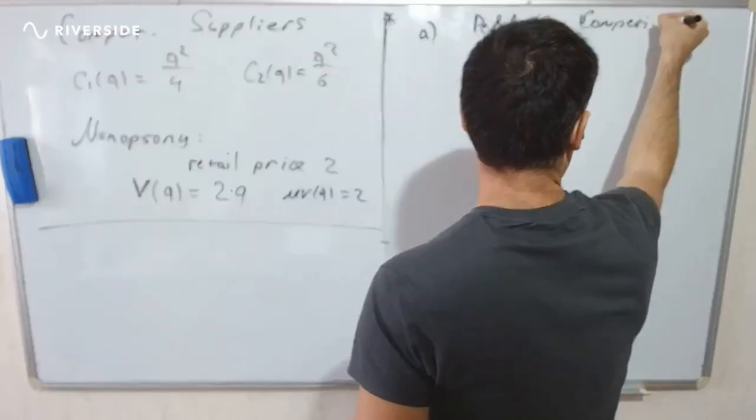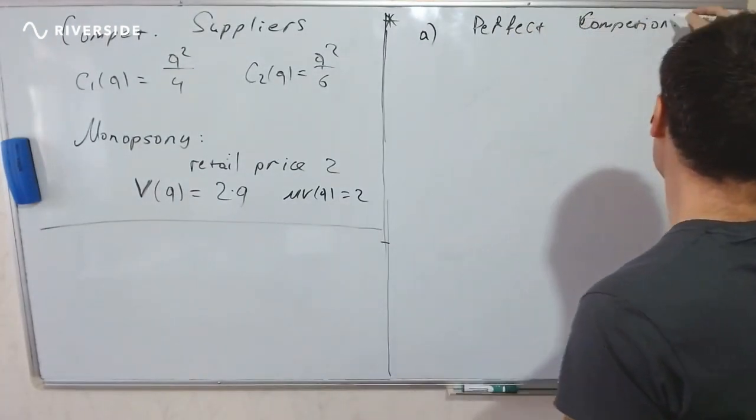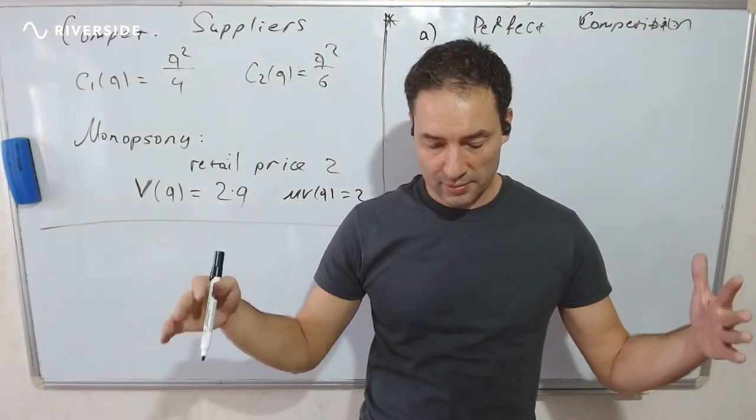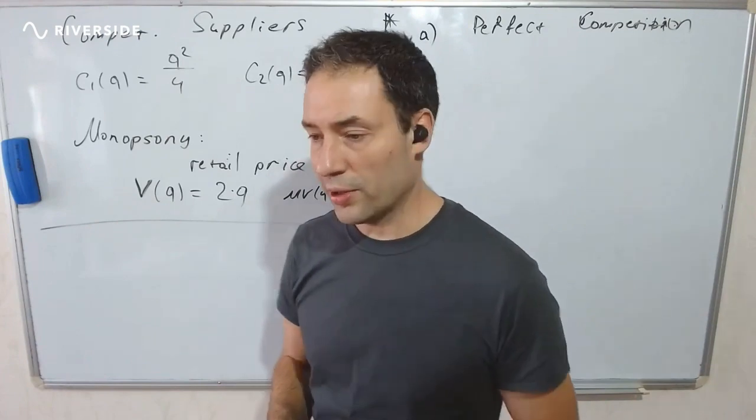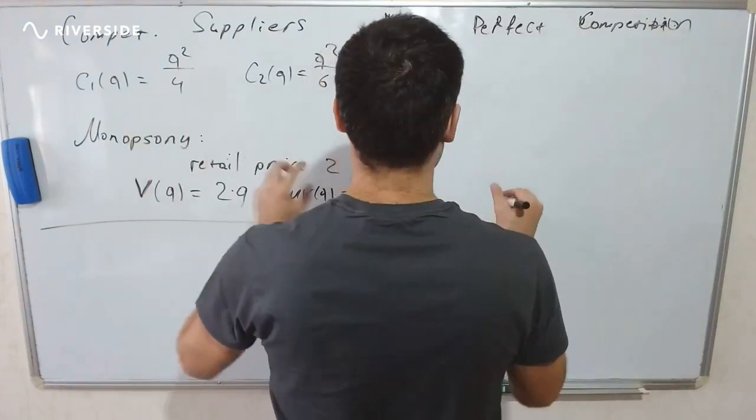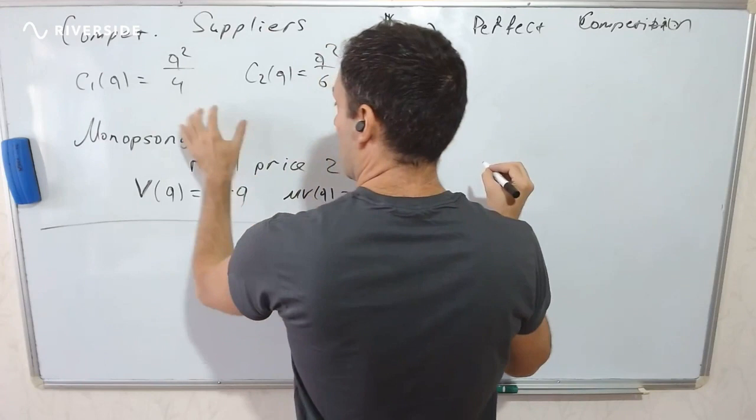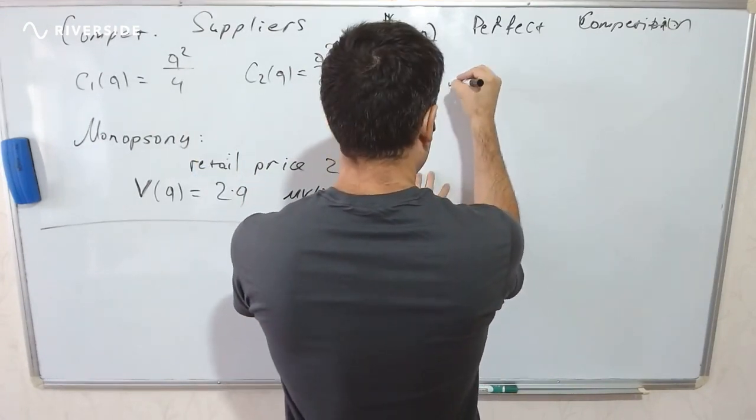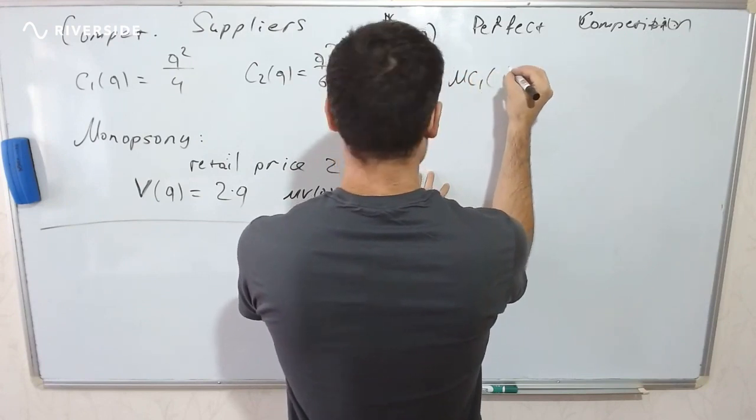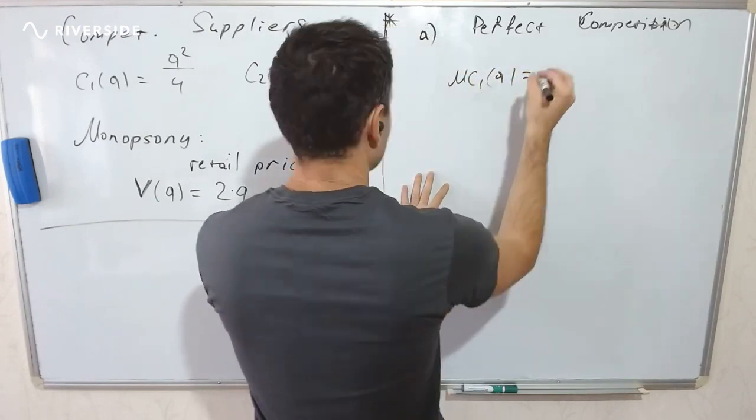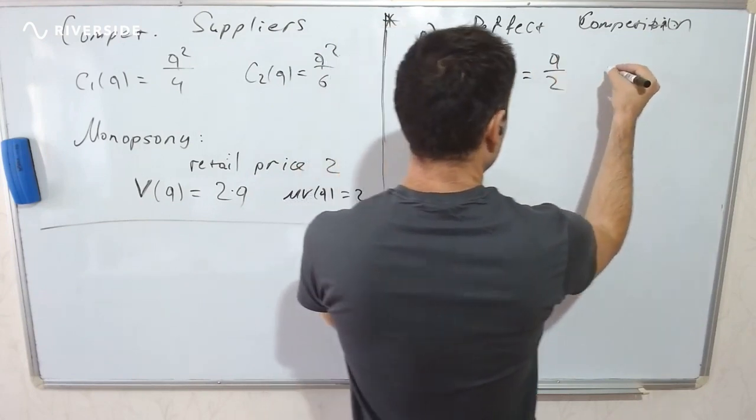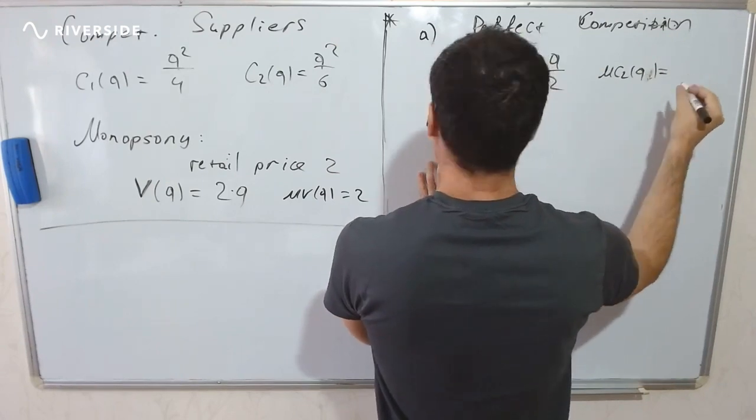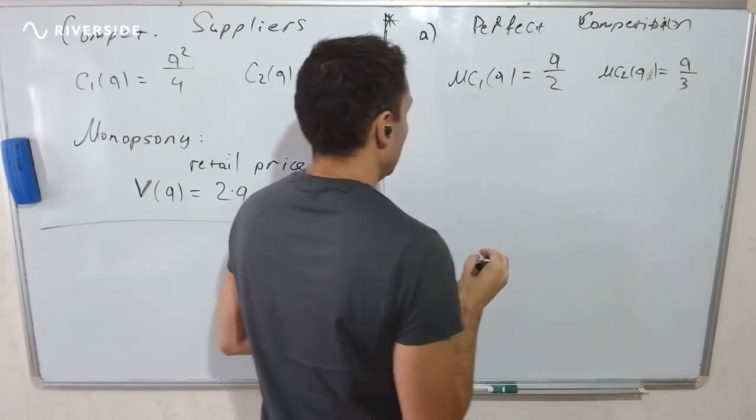So perfect competition we solve just to know what this benchmark is, how much social welfare can be created in this market. Let's start working with our suppliers. We need a market supply curve, and for that we need to find their marginal costs. So marginal cost of the first producer is Q over 2. Marginal cost of the second producer is Q over 3.